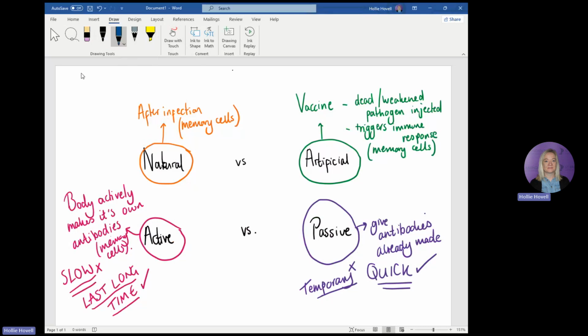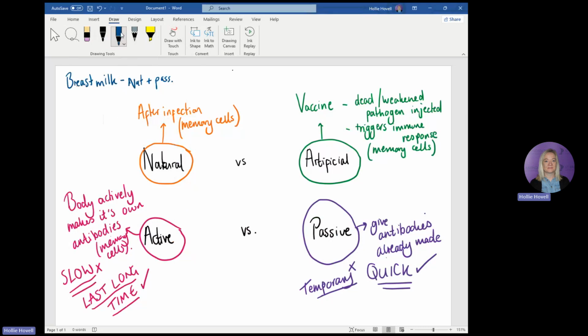So let's have a think. For example, if we think about breast milk, if a baby gets breast milk from their mother, that contains some antibodies. So the newborn baby gets some immunity straight away when it's born, okay? It's perfectly natural, and it's passive. It's natural, it's not artificial, and it's passive because the antibodies are already made.